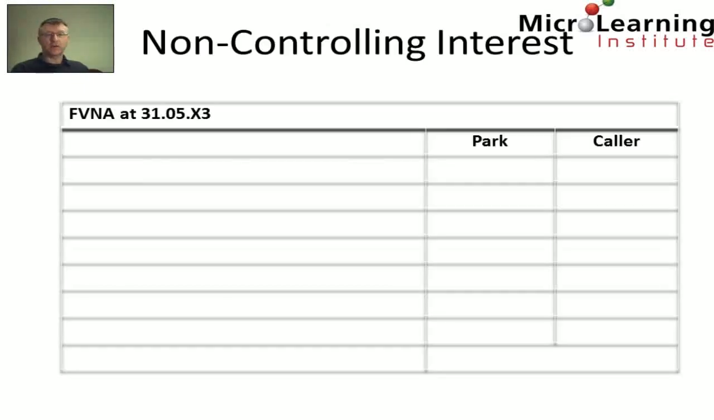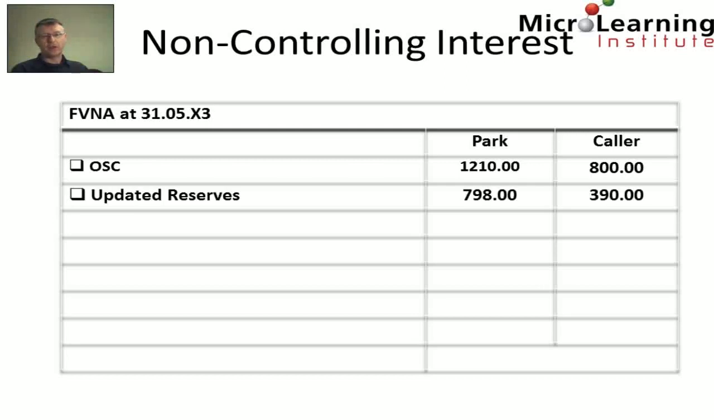Next, we can look at non-controlling interest, and again the fair value of the net assets of both Park and Calle can be calculated at the 31st of May X3 from ordinary share capital, updated reserves and other components of equity directly from the statement of financial position. We must, of course, remove from the books of Park the investment in Calle, because we will be separately calculating the non-controlling interest share of Calle. So to also include the investment in Calle in the books of Park would effectively double count the non-controlling interest share of the net assets of Calle.